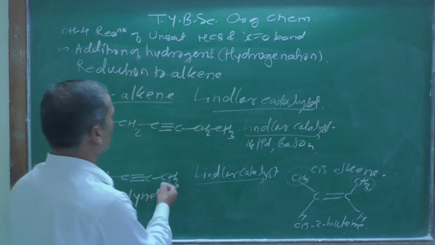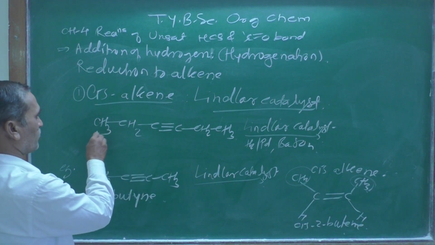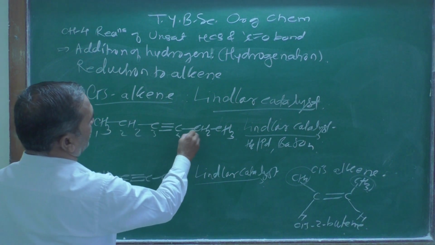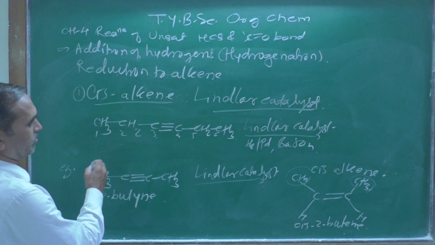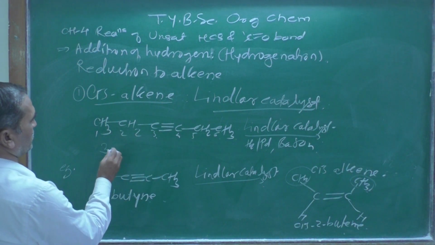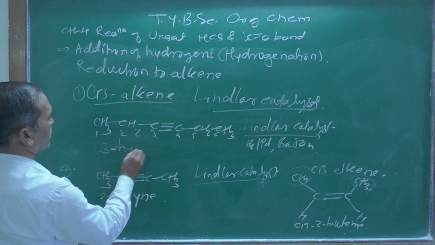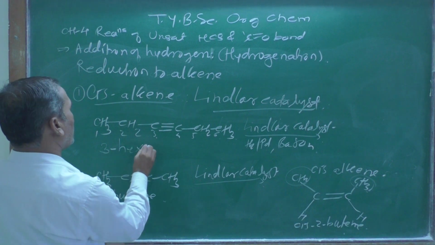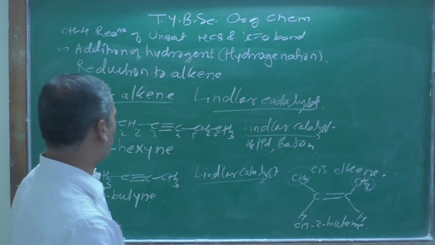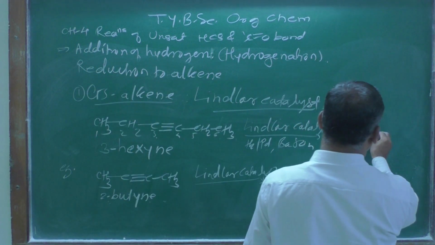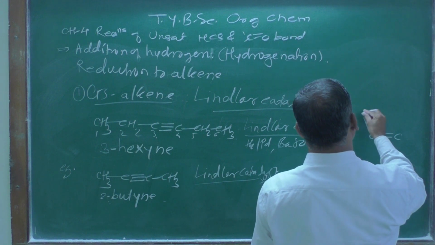And what do you get? What is the IUPAC name of this compound? Here look at 1, 2, 3, 4, 5 and 6. At the 3 position there is a carbon-carbon triple bond, and it is a 6 carbon atom straight chain. Therefore 3-hexyne is the IUPAC name of this compound. And what will be the product you are going to get? You are going to get a cis product.